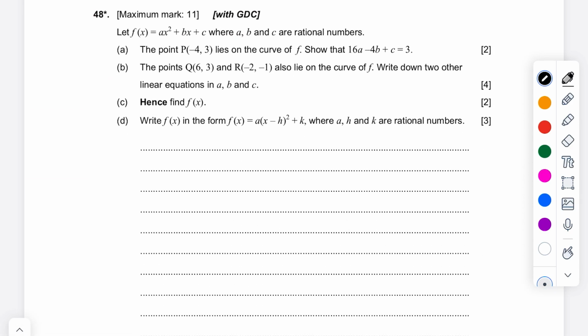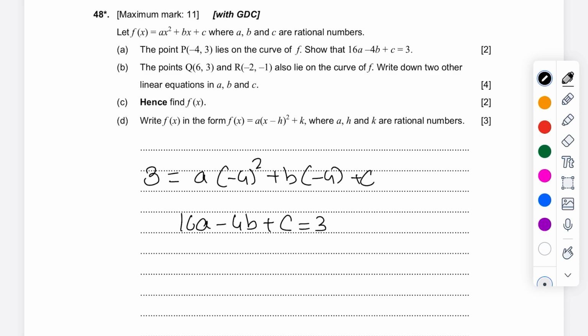Question number 48. F of x equals ax squared plus bx plus c, where a, b, c are rational numbers. The point (minus 4, 3) lies on this. Show that. So just plug in that one. So 3 equals a times (negative 4) whole square plus b times (negative 4) plus c. So you'll be getting 16a minus 4b plus c equals 3.